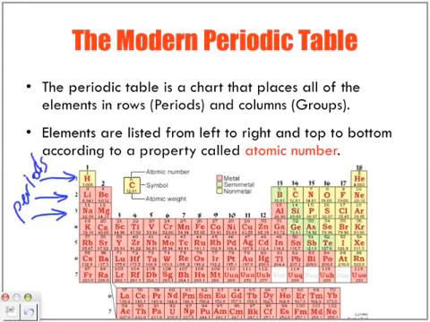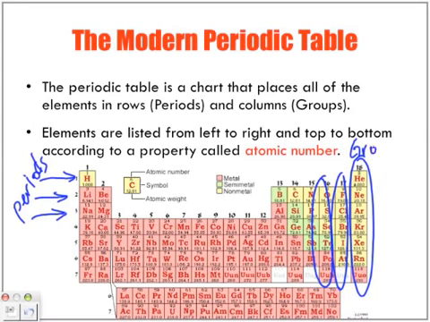And the columns are called groups. So here's a column, here's another column, another column. These are not columns, we're going to call them groups. So please make sure you know the proper terminology, and please be able to identify which are the periods and which are the groups.